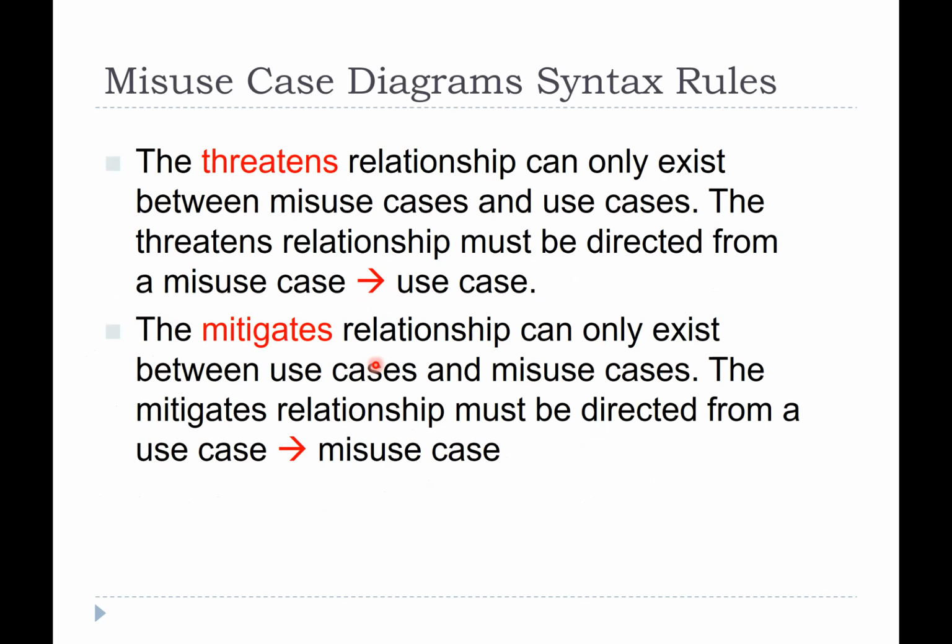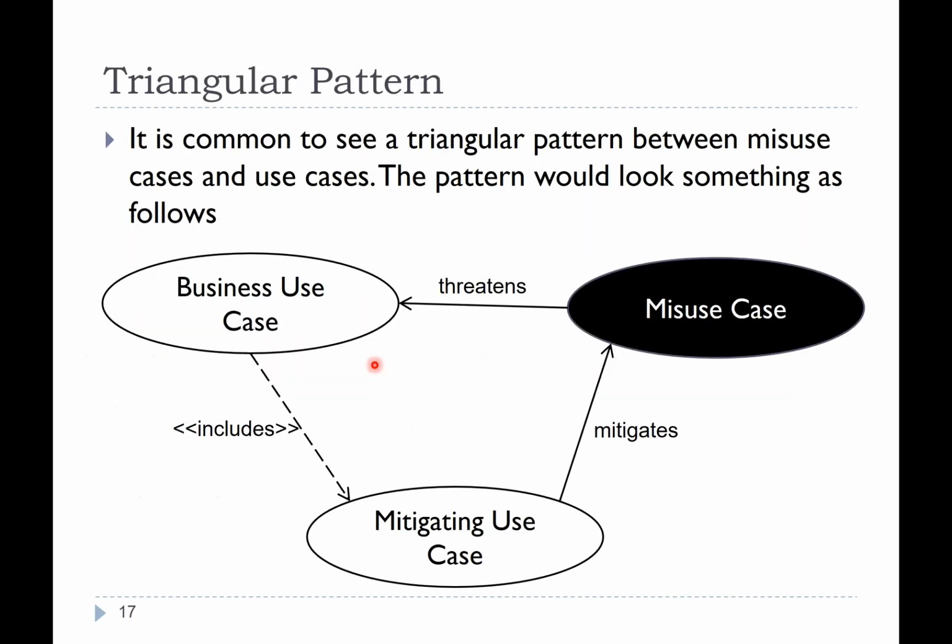And it's very, very common in misuse case modeling. This triangular pattern tends to be in the following format, okay? So we start off with the business use case. This is what we've been doing so far in the previous chapter. And then the new thing comes in. We have a misuse case that says, I'm going to threaten you.